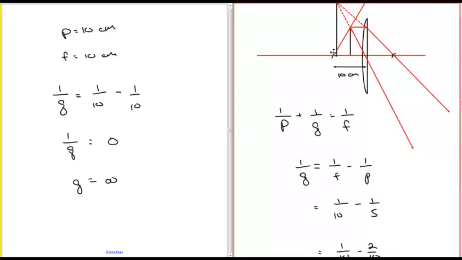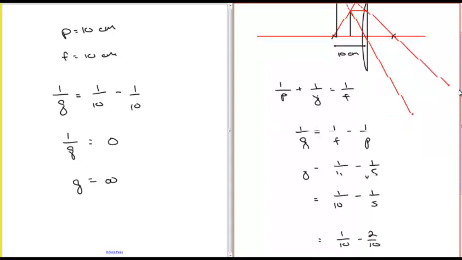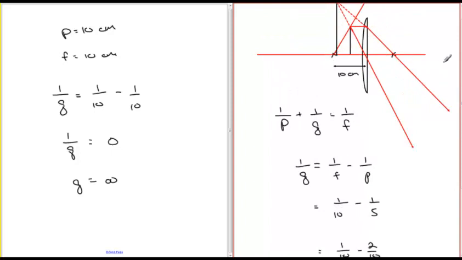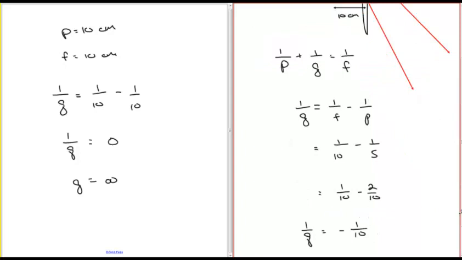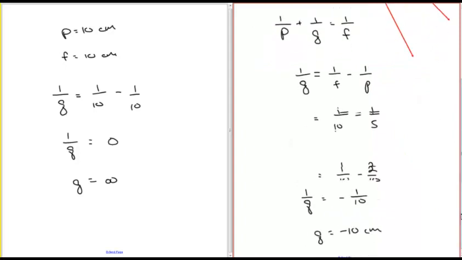Which is the focal point on that side. So that's kind of what we say. We didn't get exactly right, but Q is negative 10 centimeters. Positive Q is on the right-hand side, negative Q is on the left-hand side. So it's over here.